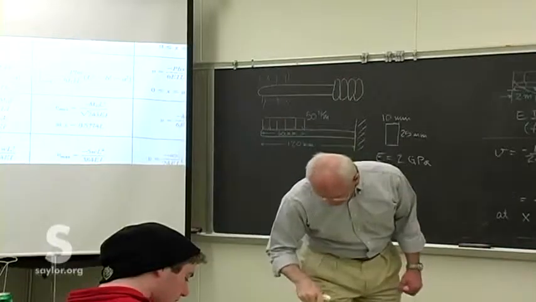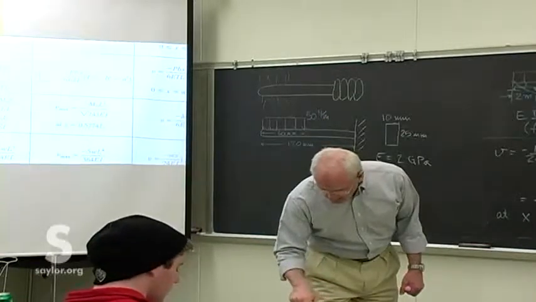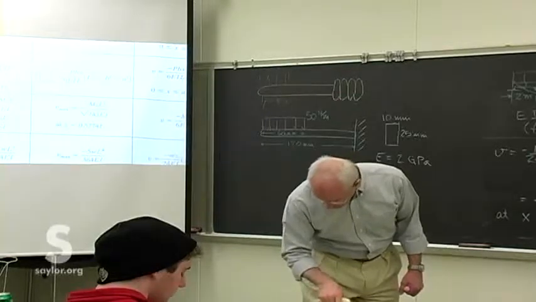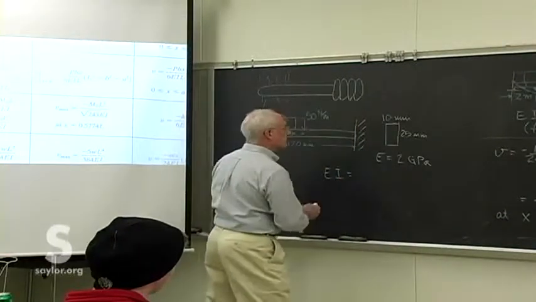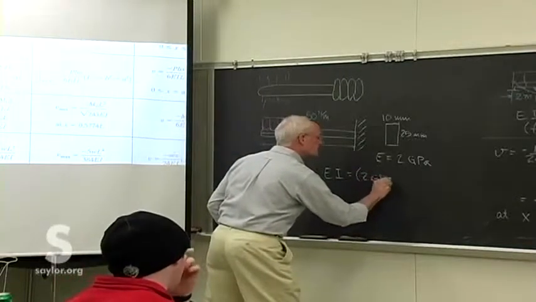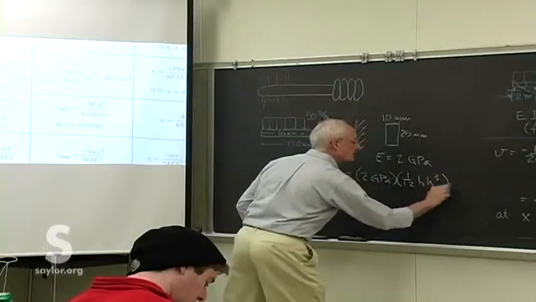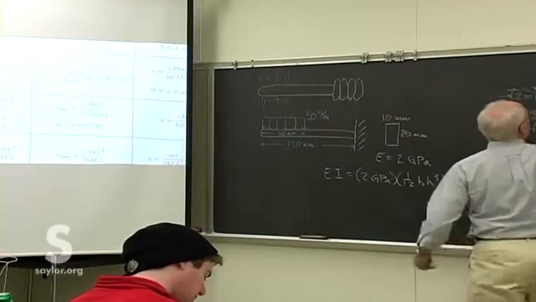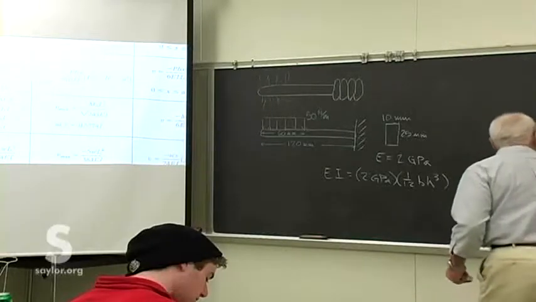So E times I is something like, oh, I don't know. Oh, I didn't do it separately. So you can do it separately. Remember to watch your units, and I for a rectangular shape is just 1/12 b h cubed. So we know we're going to need that. I just didn't happen to have it on my paper.